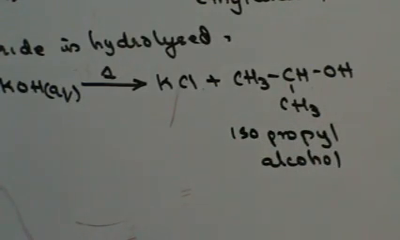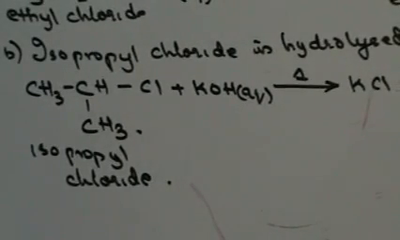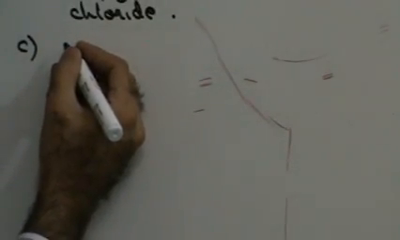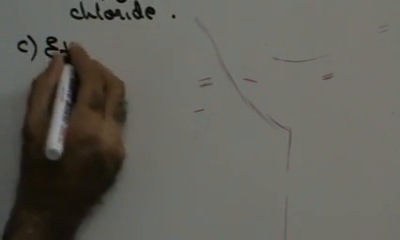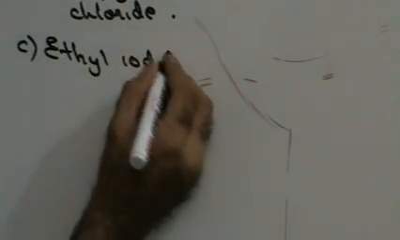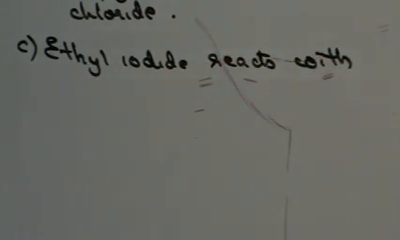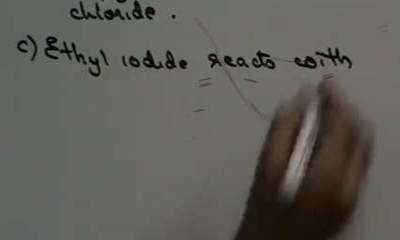You could also do this reaction by using silver hydroxide. How would I get silver hydroxide? If silver oxide reacts with water, you get silver hydroxide. Now let's see this. What happens when ethyl iodide reacts with silver hydroxide? Or ethyl iodide reacts with, say, silver oxide and water.